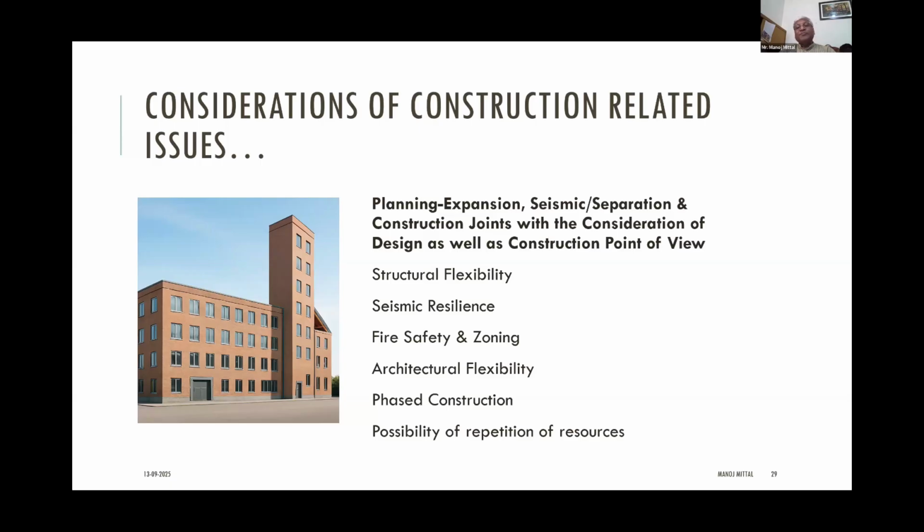But this thing also has an impact on the construction sequence. If we have a building and somebody wants to construct it in say two or three stages or phases, then we can provide joints not only from the design point of view, but we also need to consider how the construction is being taken up and what the client's requirement is. Based on that we can adjust or plan our joint, because that joint will also help in the construction.